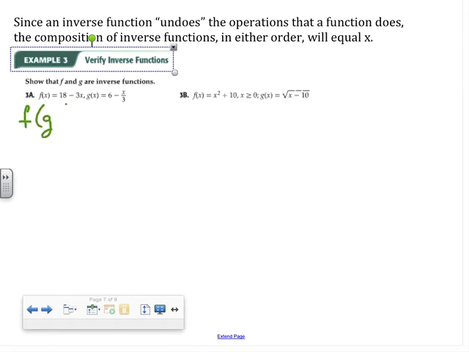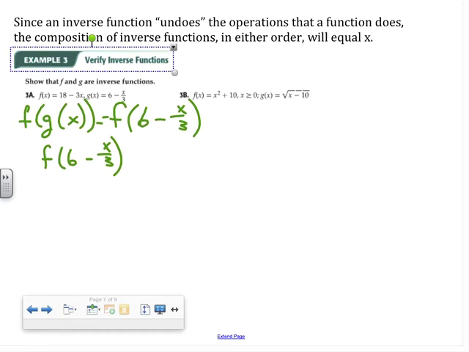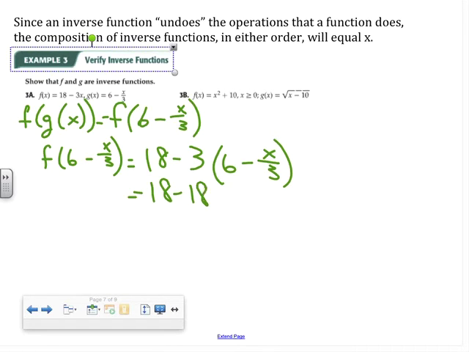If I take f of g of x, that would be f of (6 minus x) over 3. So that would be taking that (6 minus x) over 3 and plugging it in for x in my f function. So it would be 18 minus 3 times the quantity (6 minus x) over 3. And then I would distribute that negative 3, so I'd have 18 minus 18.